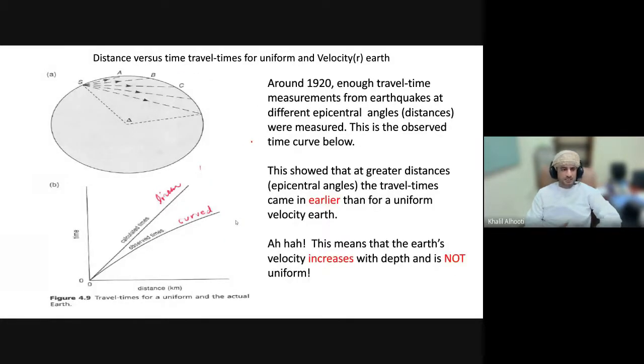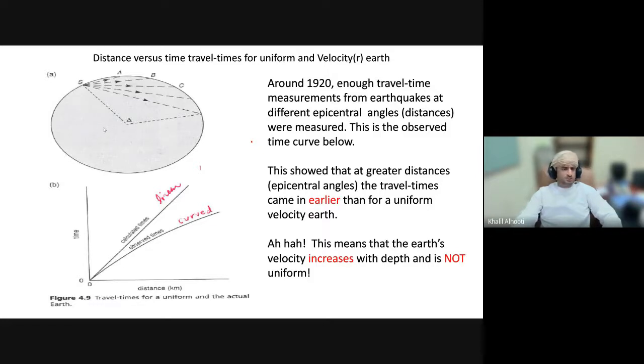So if the Earth has different layers and the velocity is increasing as we go deeper, the actual travel times differ between pairs of source and receiver. S is the source; A, B, C are the receivers, and we are increasing the epicentral angle. So what we observe is not a linear curve. The distance is increasing, so the time will increase if we increase the distance between a source and the receiver.